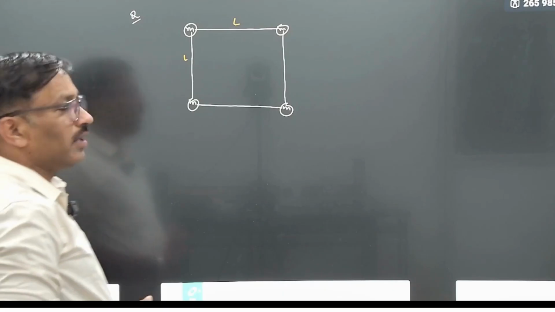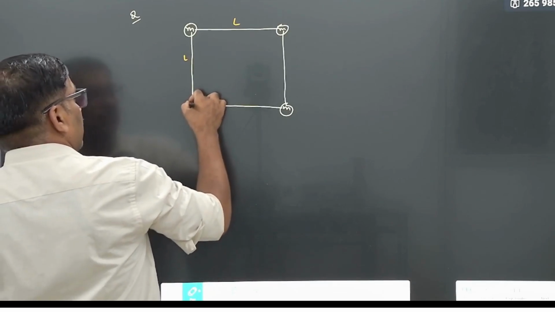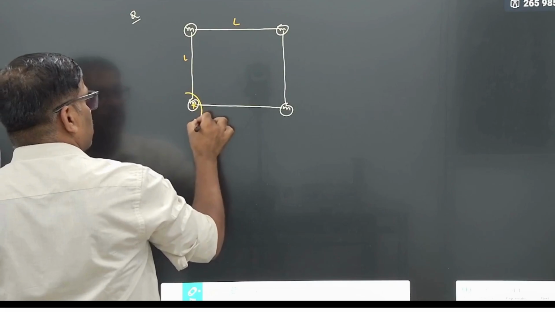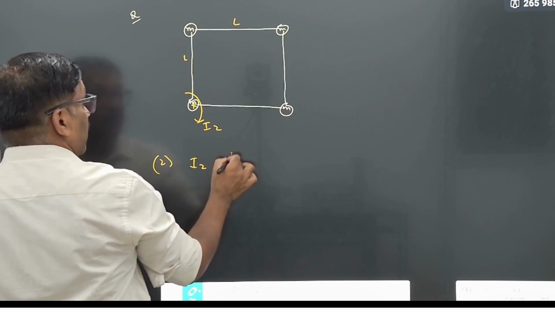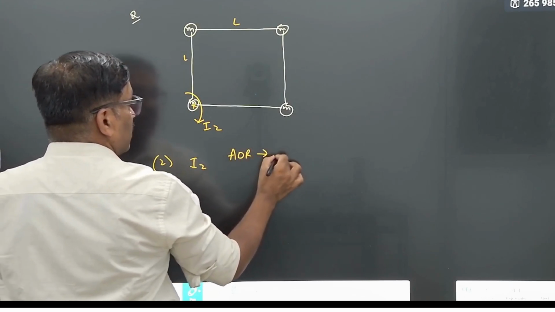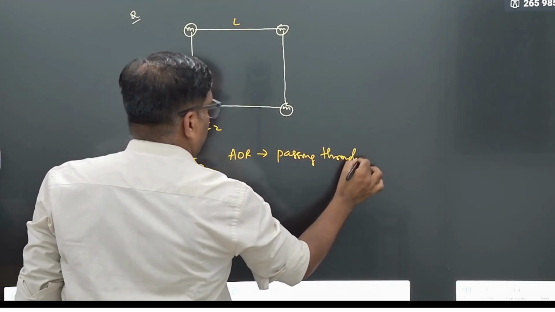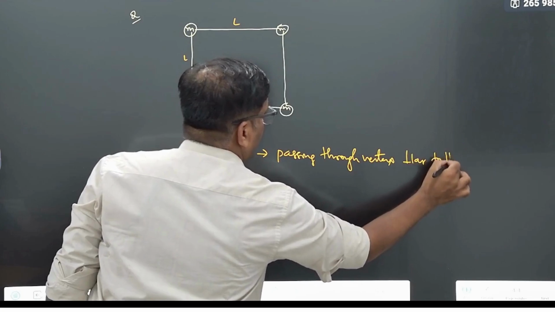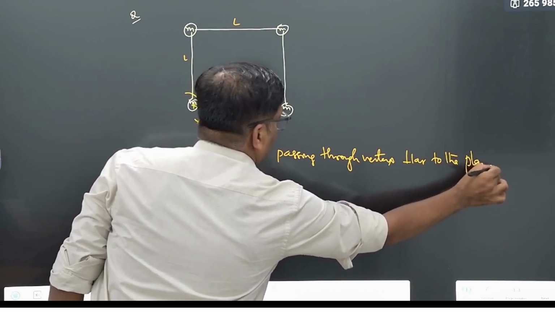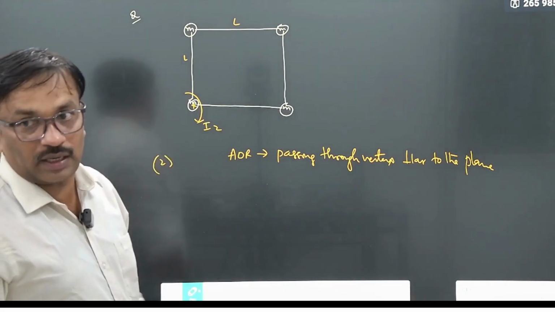We can have a lot of questions on this, right? So we'll find the moment of inertia of this one now. If an axis passes through any one of the vertices, suppose it is I2. What is the moment of inertia now? The axis of rotation passes through a vertex and perpendicular to the plane, like this. They will give so many axes of rotation like this. You need to understand it, right?